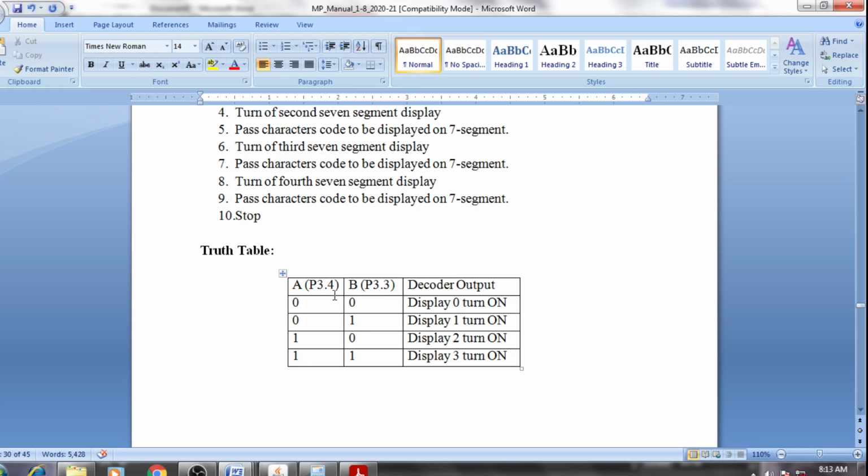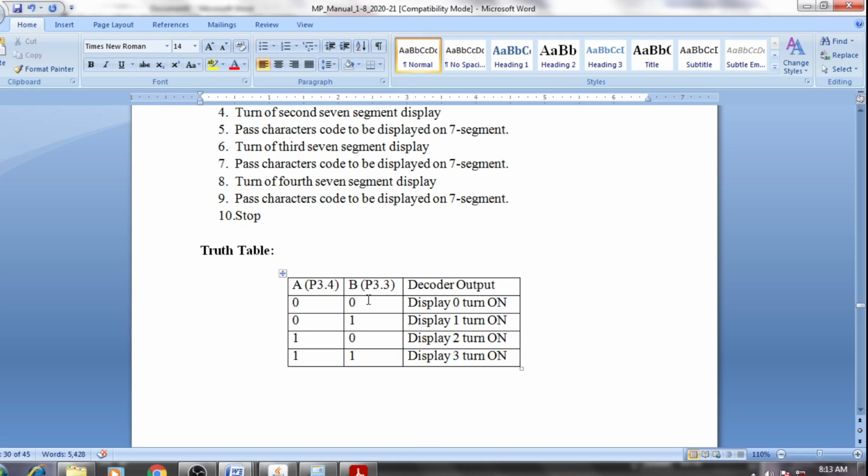When P3.4 and P3.3 are both 0, at that time the decoder output will be high, and as the decoder output is high, display 1 will be on, but at the same time the other displays, display 1, display 2 and display 3, are off. Why? Only the transistor of the first display is on, and as it turns on, only VCC is connected to the first 7 segment, and the remaining 7 segments are disconnected from the supply. So that is the beauty of this circuit.